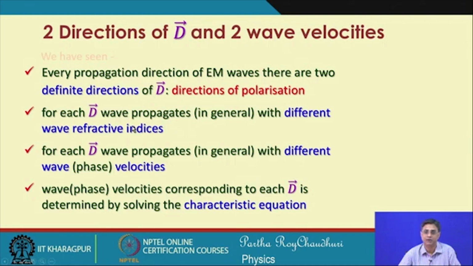because the refractive index and the wave velocity, they are connected with the free space velocity. So, for each d the wave propagates in general with different wave velocities or the phase velocities, that is c by n is equal to the wave velocity or the phase velocity, because the refractive indices are different. So, the wave velocities are also different. Now, these wave velocities corresponding to each d is determined by solving the characteristic equation. That is what we have seen in the earlier section by solving that matrix equation, that is putting the determinant of the matrix equal to 0.